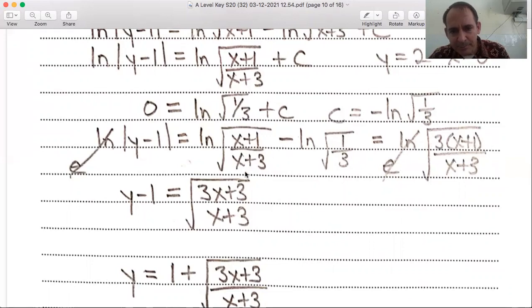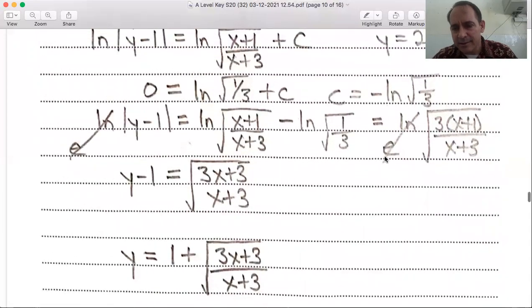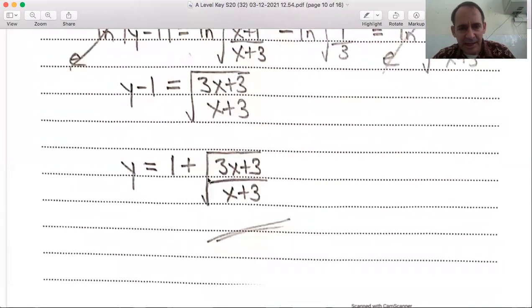So this minus means to divide, which gives us a complex fraction. You invert and multiply by root 3. The root 3 then joins inside this root and becomes 3 times x plus 1. So exponentiating both sides cancels out this logarithm and leaves us with the square root of 3x plus 3, when you distribute the 3 over x plus 3. Then just add the 1 to the other side. Here is our y in terms of x.